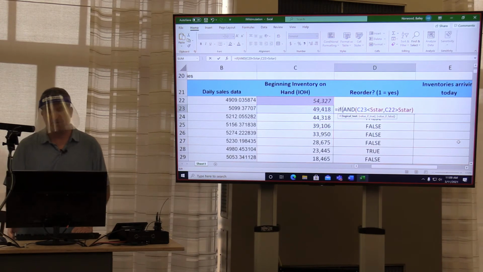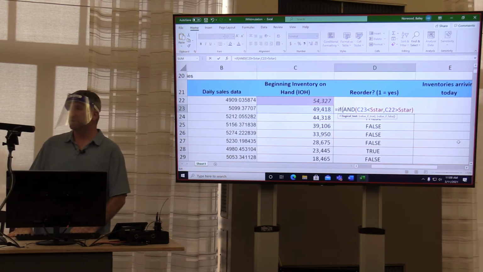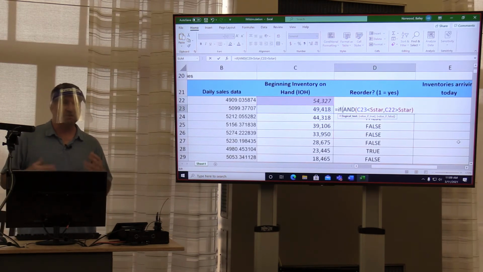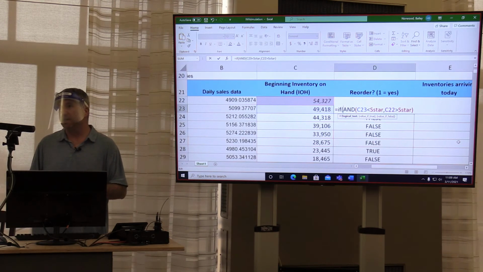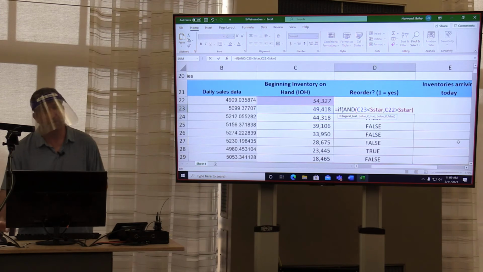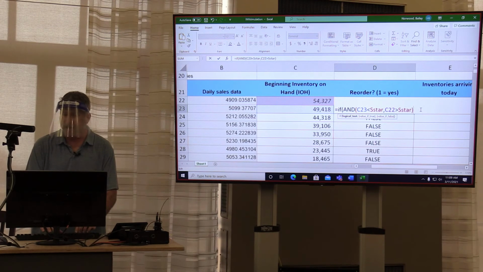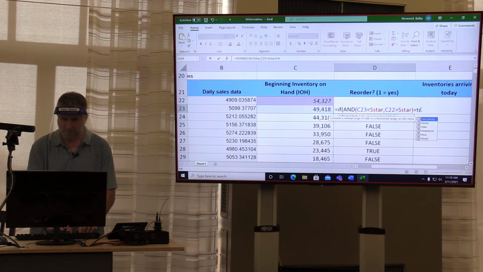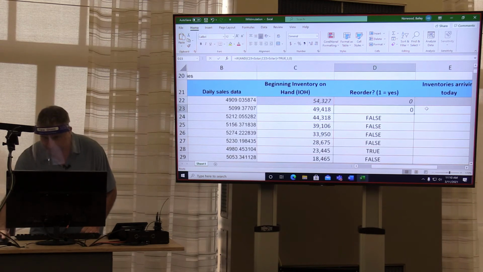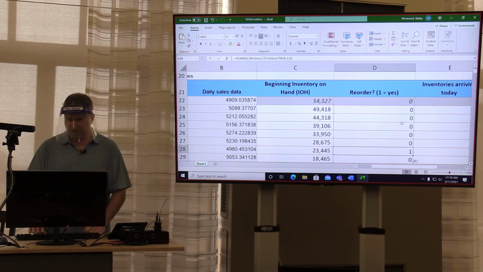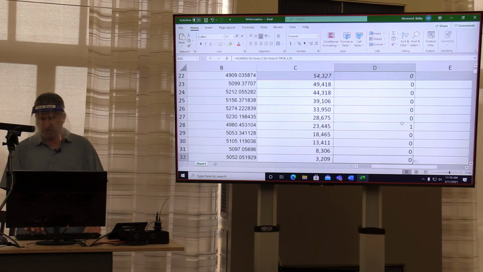I'm also doing it just to make sure you have some experience with if statements, but you cannot have enough. When I talk to most graduates who are using spreadsheets a lot, if statements are the most frequently used ones. So we're going to say if that expression, the and expression, is true, put 1, otherwise put 0. So now it's going to give us a 1 every time we cross that reorder point.